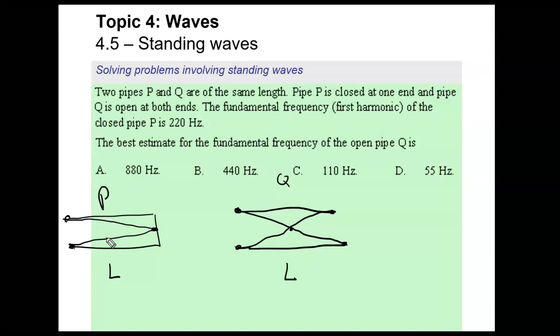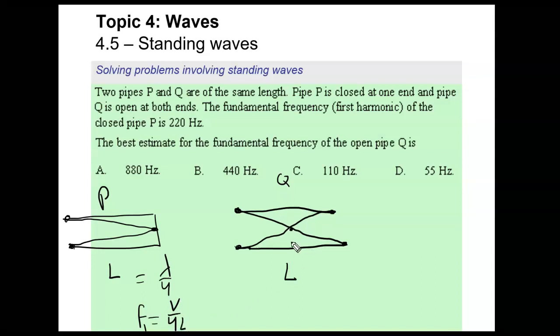For pipe P, I know that this is a quarter of a wavelength. So L equals lambda over 4. And I'm going to skip the messy algebra, basically just to get f1 is equal to v divided by 4L.